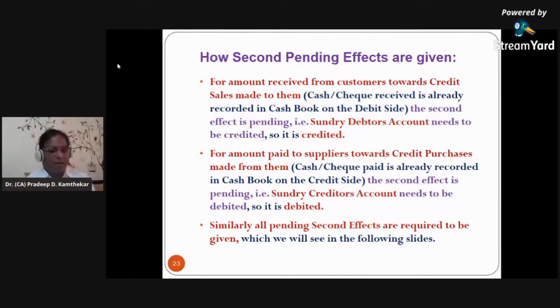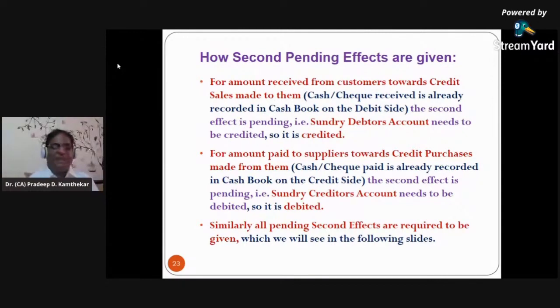But what about the amount paid by the customer to be recorded in his account? And that is the sundry debtors account. That sundry debtors account second effect, which is pending, that we give here under the conversion method, and for that we have the sundry debtors account, which we'll see in the later slide.